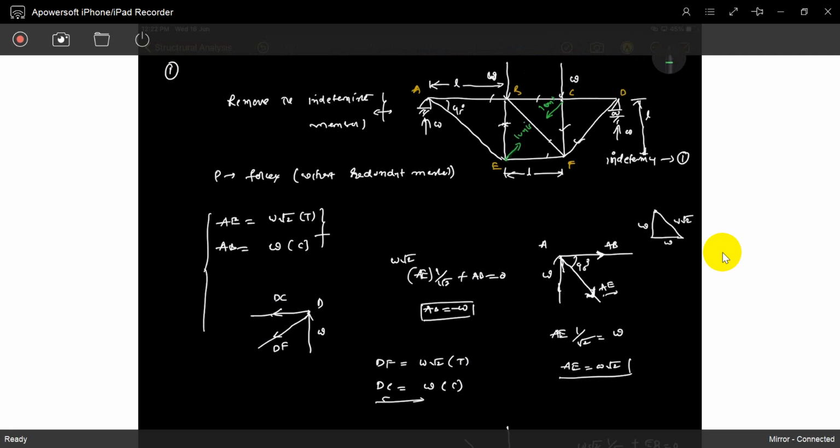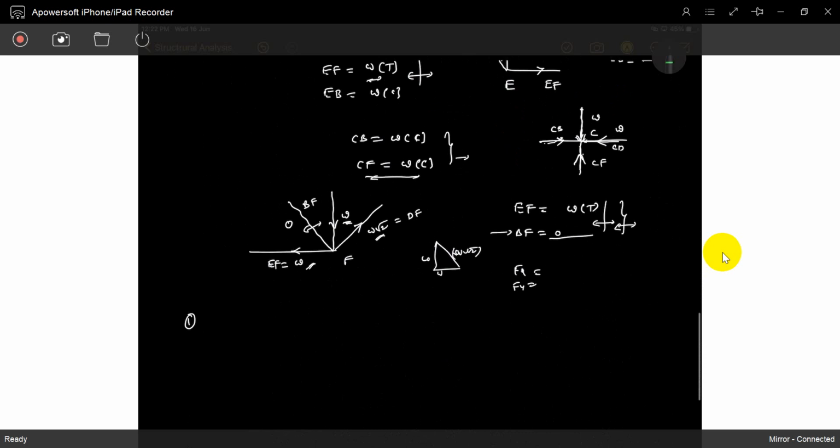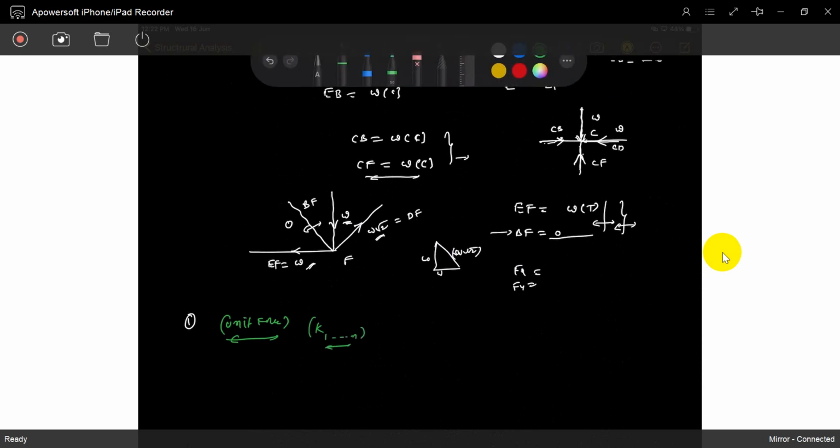For a Q force, it is Q into K. For unit force, how much is each member taking? That is a K force. For unit force, each member has K force, K1 to N. So I will apply it. That is 1.